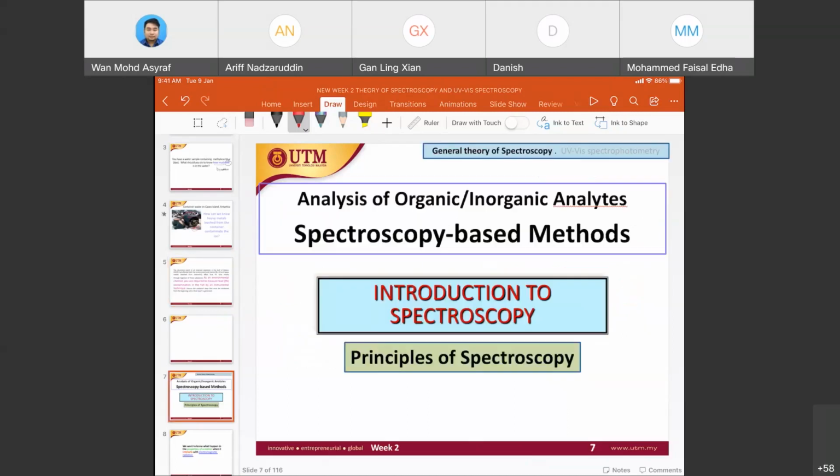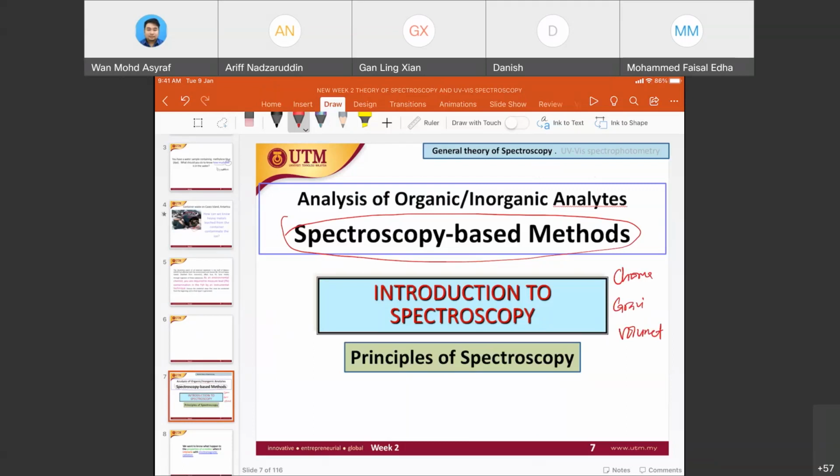sample. Okay, so now analysis of organic or inorganic analytes. So now kita tengok on the spectroscopic based methods. Okay, this is important. Kita dalam ni ada dua, waktu mula-mula saya explain kita ada 4. Kita ada spectroscopy based methods, kita ada chromatography based method, and then we have gravimetric, and then we have volumetric. So now we are going to look at spectroscopy based methods.